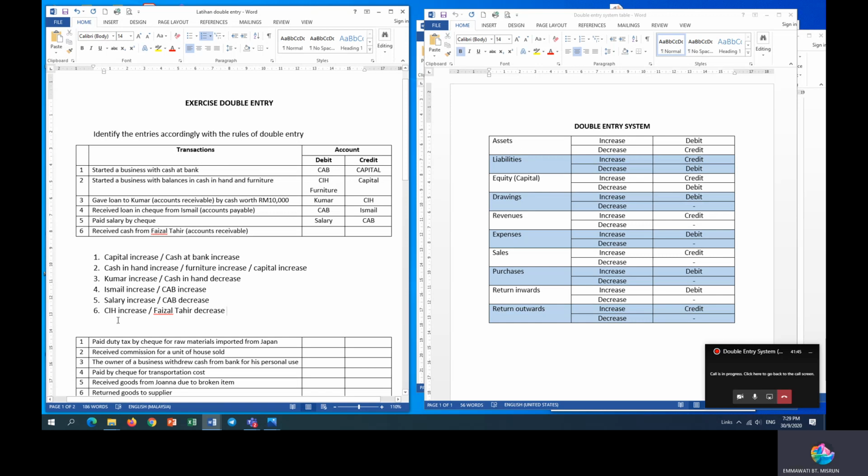Okay, so now let's do the entries. So we have cash in hand. Cash in hand increase. So cash in hand is our asset. Asset increase, so we should debit them. Cash in hand. And then at the same time, we have another asset decrease. Okay, account receivable asset kan? So asset decrease, decrease kita kena kreditkan. So kita kredit siapa? Kita kredit.